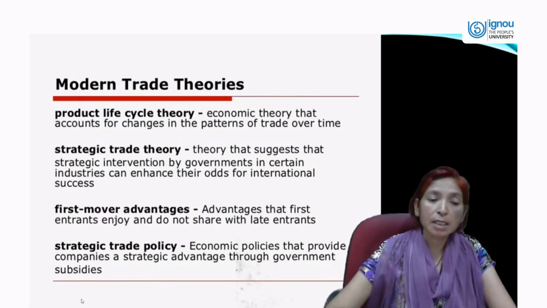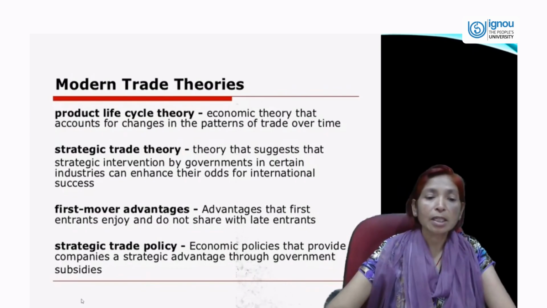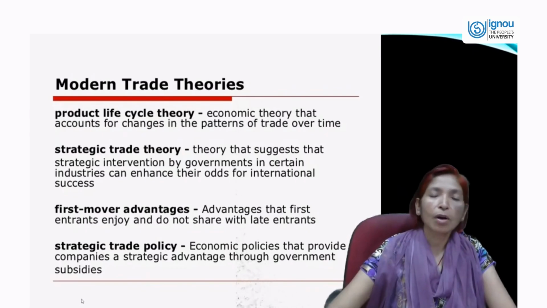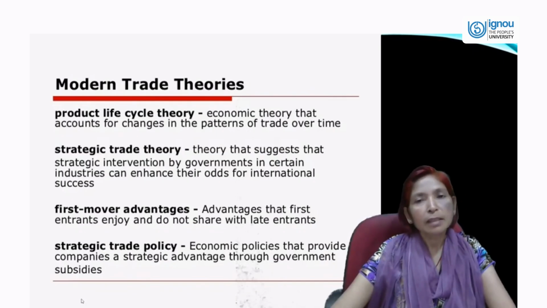And next is strategic trade policy. Strategic trade policies are economic policies that provide companies a strategic cost advantage through government subsidies. So these are modern trade theories.